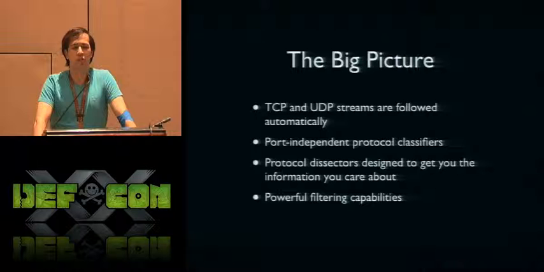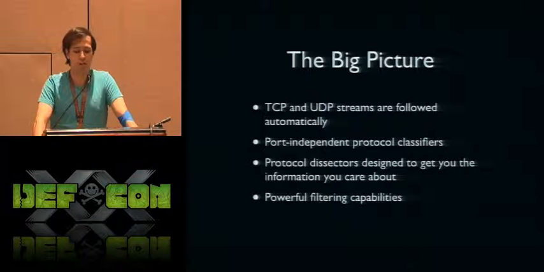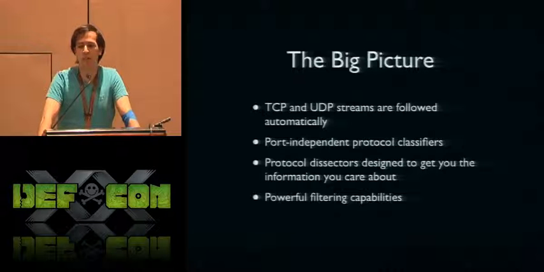Afterwards, it runs the streams through a port-independent protocol classifier, because you never know if someone's hiding things by using different ports. It prioritizes common ports for common protocols, so it will look for HTTP running on port 80 or SSH running on port 22 first. But if those classifiers don't match, then it will start running through the other classifiers. And once it's classified, there are protocol dissectors which can go along with the classifiers that are designed to get you the information that you care about.